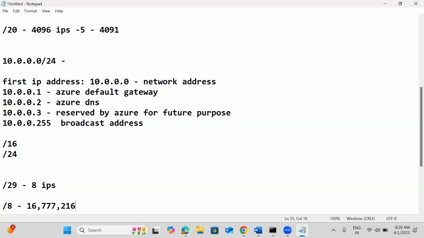So this many addresses, but it's recommended to use /16. Say here we are getting 1 crore 67 lakhs 77,216 IPs, but it is better to give /16.